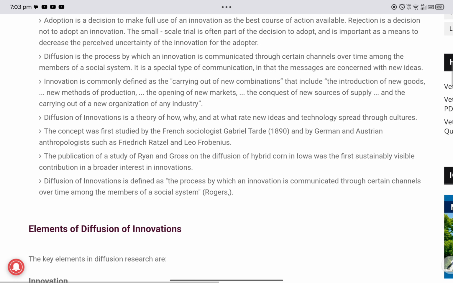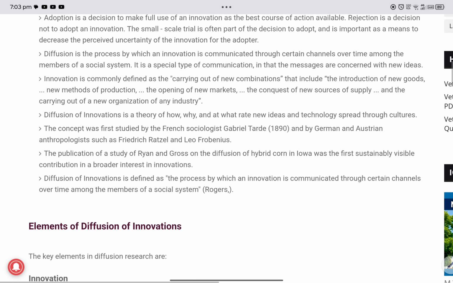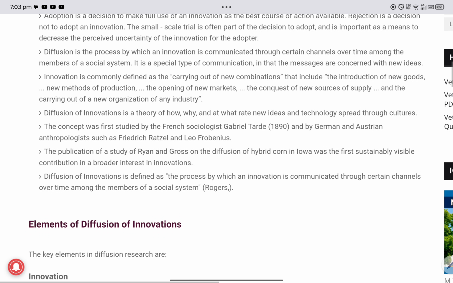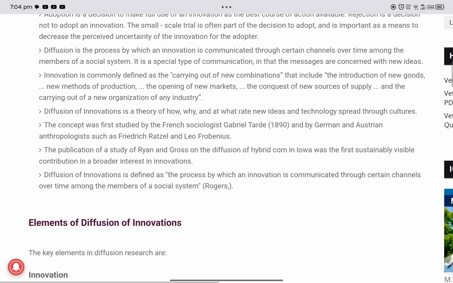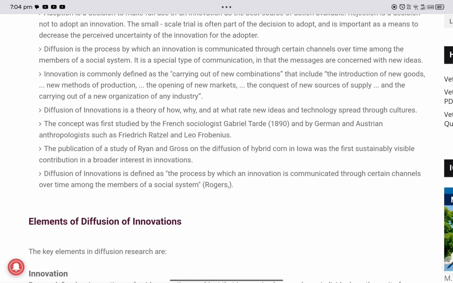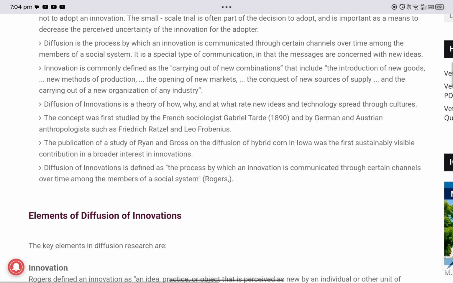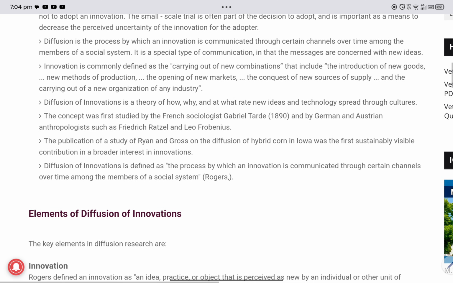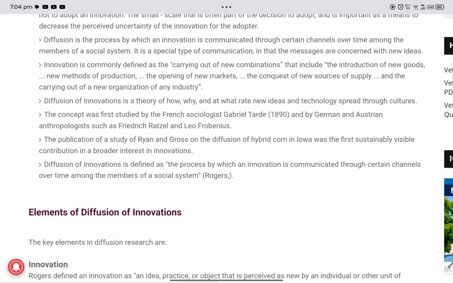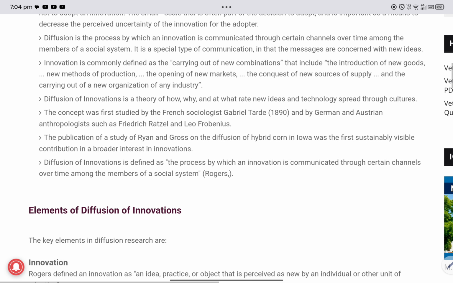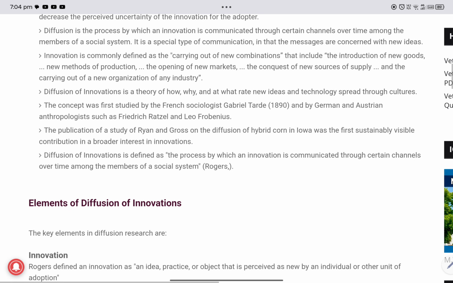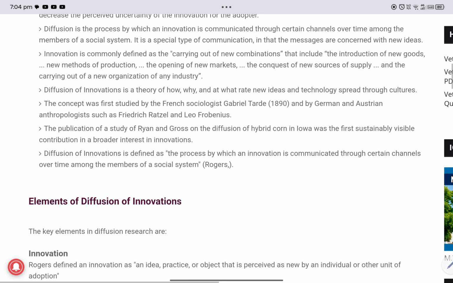Innovation is commonly defined as the carrying out of new combinations that include the introduction of new goods, new methods of production, the opening of new markets, the conquest of new sources of supply, and the carrying out of the new organization of any industry.